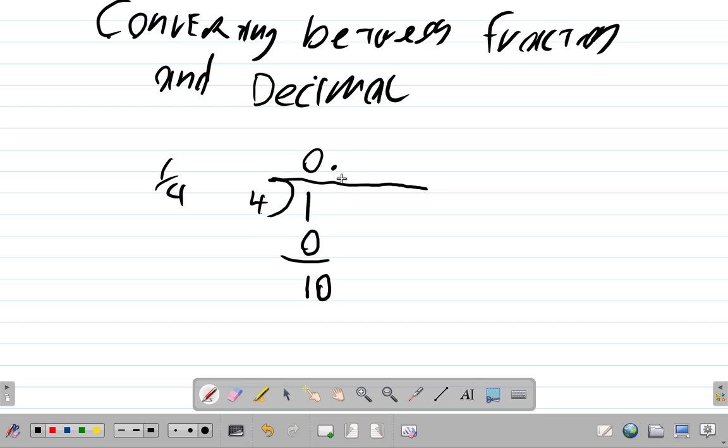4 into 10. There are 2 4s in 10. You see, 2 times 4 is 8, and you put the 8 right here. You see that? 10 minus 8 is 2. Then multiply 2 by 10.